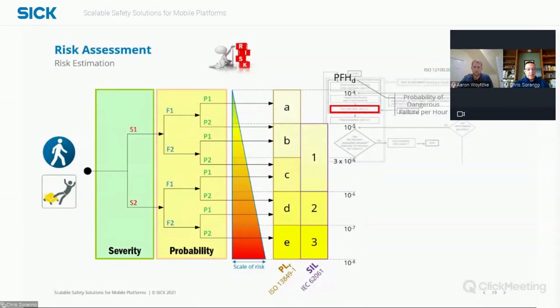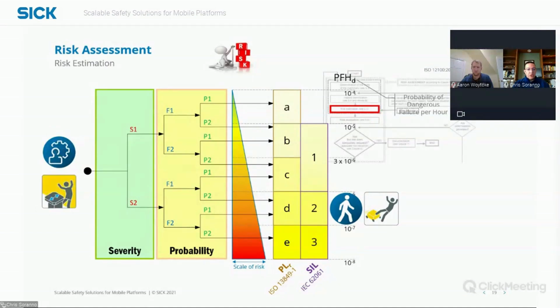The first one, with the passerby being hit: the severity is high, the frequency is high, although the probability might be lower because the frequency of passersby in the area is not necessarily as high. This puts us at a certain level on the scale of risk, which defines what the performance is for any safety-related parts of the control system.